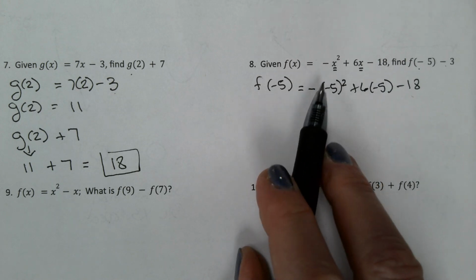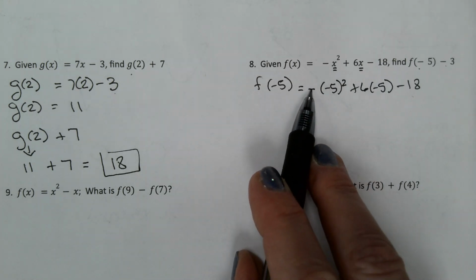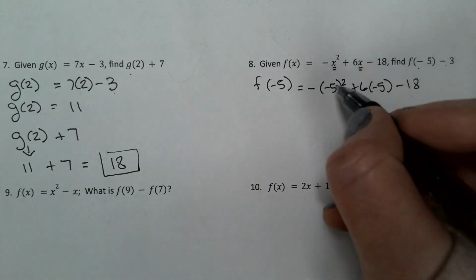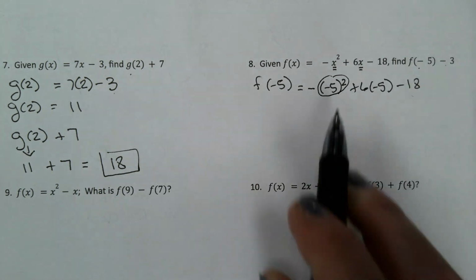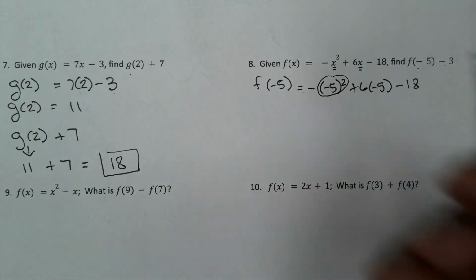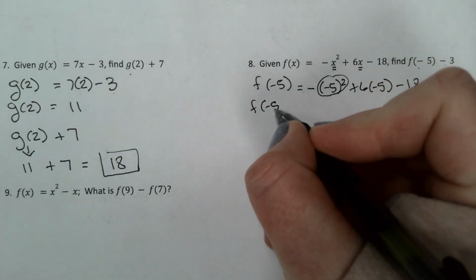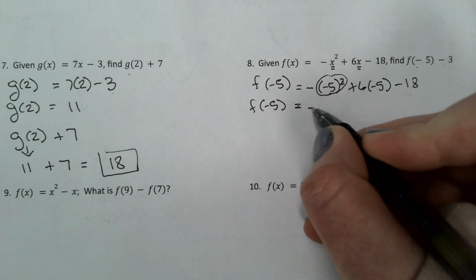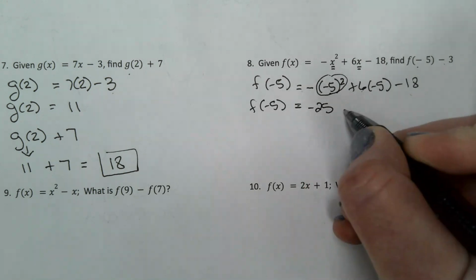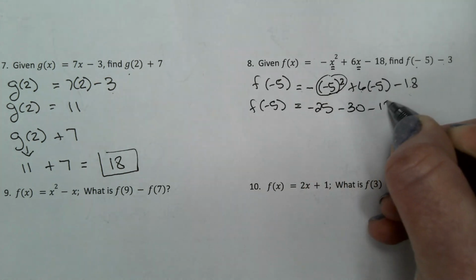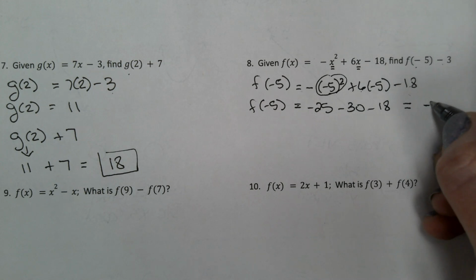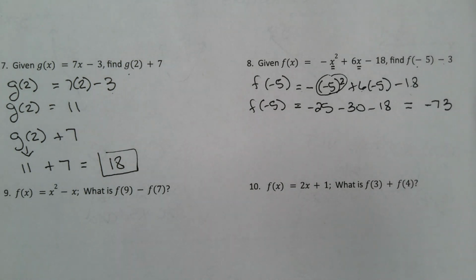All right, so you have to watch your negatives. This negative out in front comes down, it stays there. The x is -5 itself, and that is the value that you're going to square. Order of operations, if you plug it in your calculator exactly like this, it'll handle it for you. Negative 5 squared is 25 times negative is negative 25. 6 times negative 5 is negative 30 minus 18. And when I stuck that in my calculator, I get negative 73.